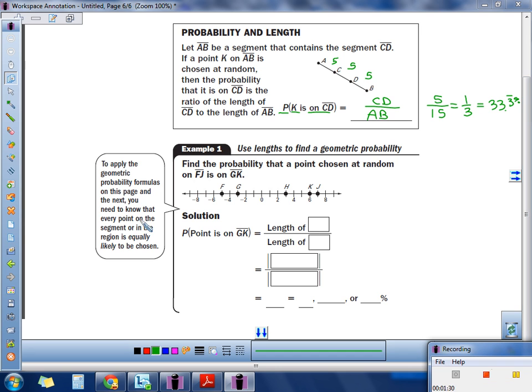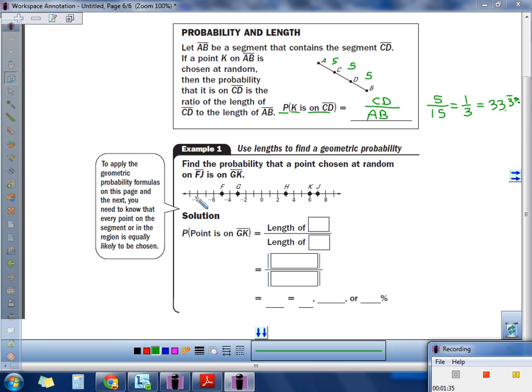On example 1, we're doing basically what I just did in that example. They're saying, what's the probability that FJ is on GK? So it actually is GK on FJ, so be careful there. So the length from F all the way to J, you can actually count, or you can do some subtraction. If you want to count, that's fine. 1, 2, 3, 4, 5, 6, 7, 8, 9, 10, 11, 12. It's 12 units long, and that's our total.